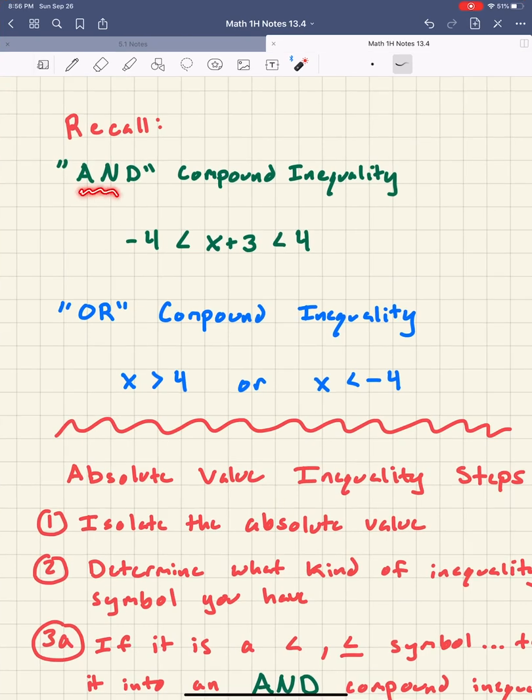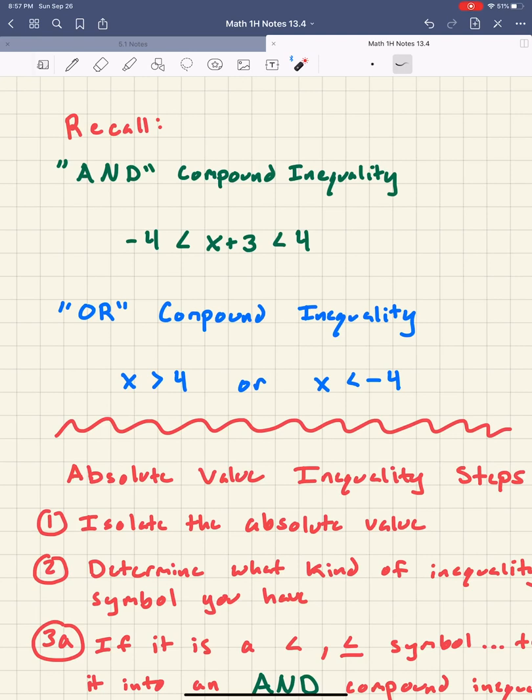We had the AND compound inequalities, and for these compound inequalities, we have our expression set up in between the inequality symbols, and that's because we have to satisfy two constraints here. In this case, x plus 3 has to be less than 4 and greater than negative 4. So we call these types of compound inequalities AND compound inequalities, where our expression is in between our inequality symbol. And the reason that I'm pointing this out is because we're going to start to look at these absolute value inequalities where we have to identify if we have an AND compound inequality or an OR compound inequality.